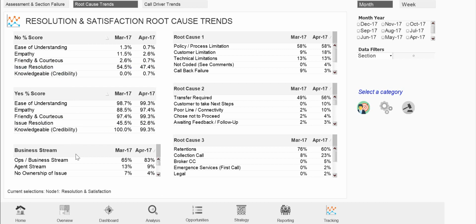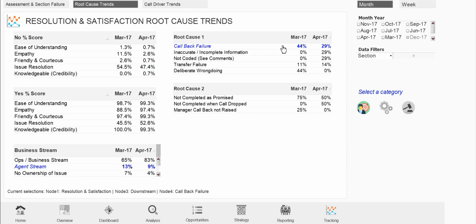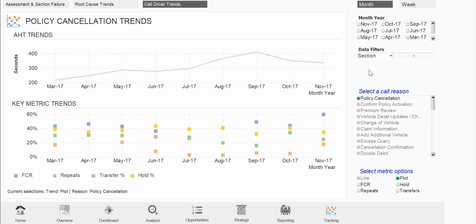Call driver trends can also be reviewed, either for a particular month, period, or over a week. In this example, we can review the metric trends for policy cancellations. This is the AHT trend over time, as well as the FCR, repeats, and transfer with hold percentage over time for a particular call driver.